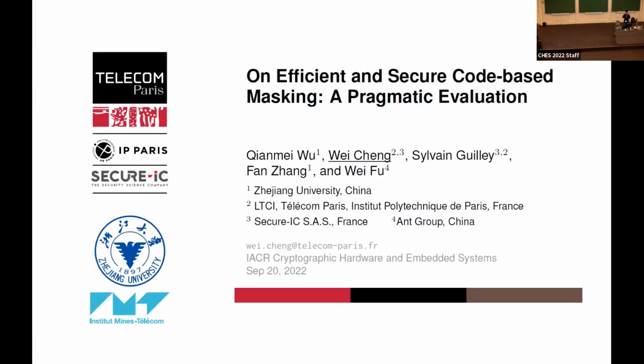Hi everyone. I'm Wei Chen from Telecom Paris, and this is joint work with Qianbei, Sivan, Fan and Lazarui from Zhejiang University. Our work is about efficient and secure code-based masking implementation and also attack-based evaluation.